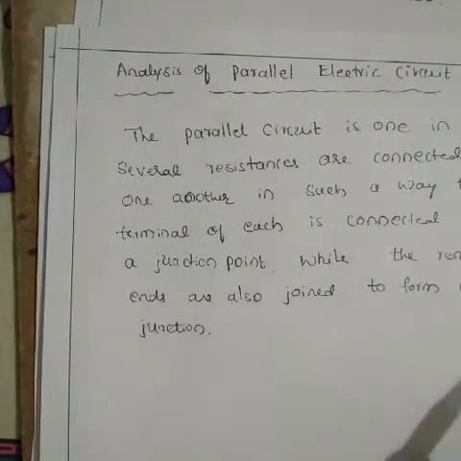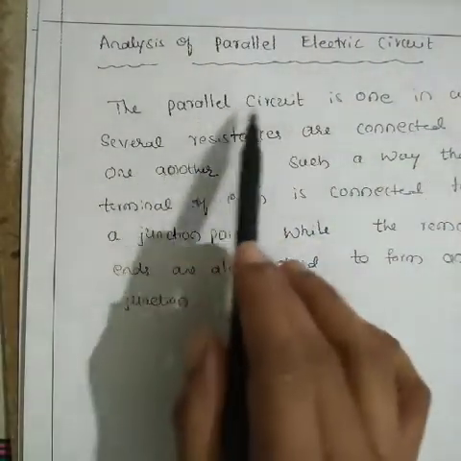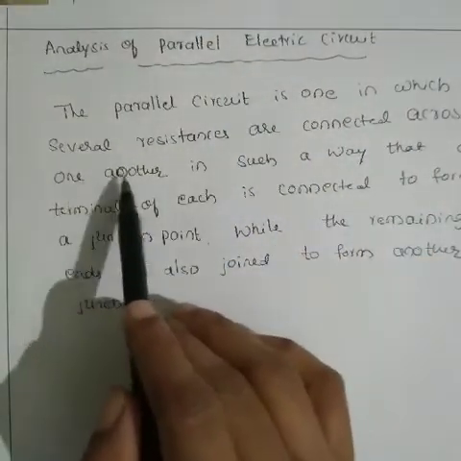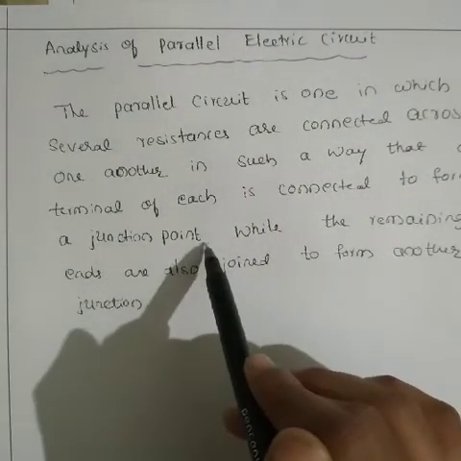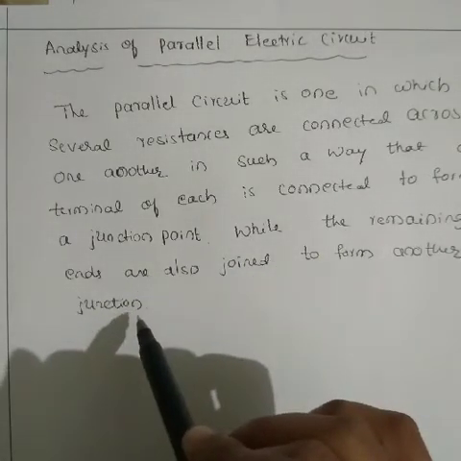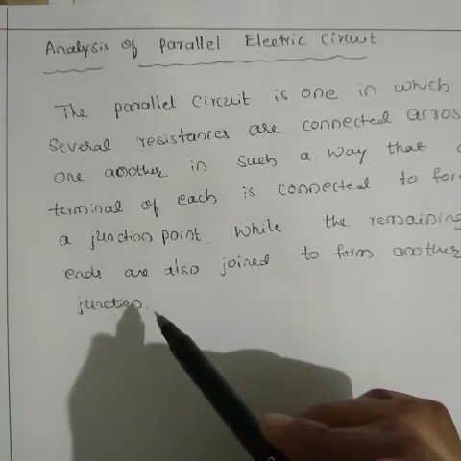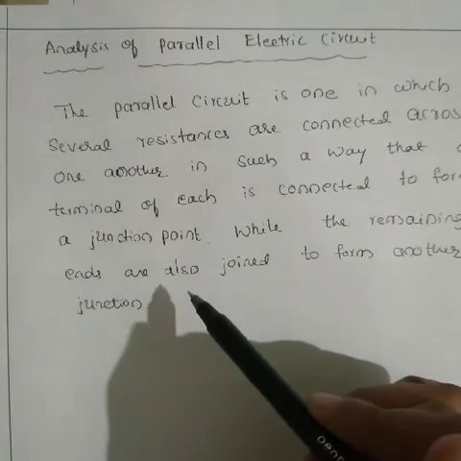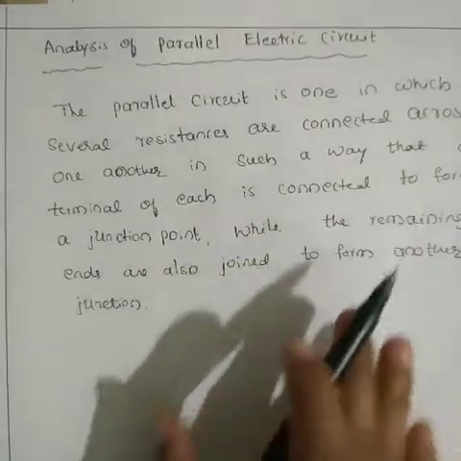Next, analysis of parallel electric circuits. A parallel circuit is one in which several resistances are connected across one another in such a way that one terminal of each is connected to form a junction point, while the other remaining ends also join to form another junction point. You know that from the last class. Junction means more than 3 resistances are meeting together. This is called a node. If several resistances are meeting together at one point and terminating at another point, this is nothing but a parallel electric circuit.